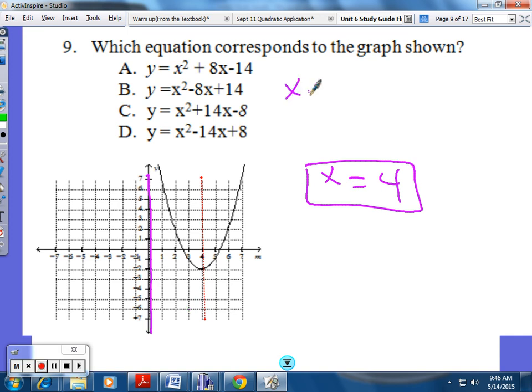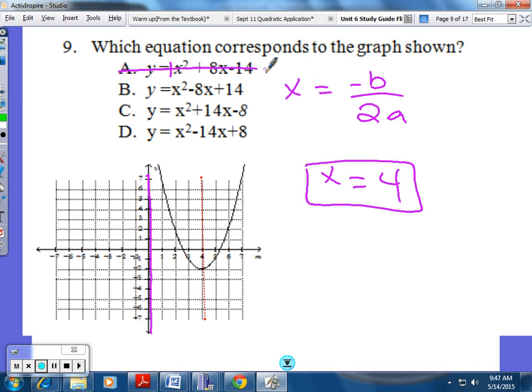Our formula is x equals negative b over 2a. Okay, so I'm going to plug in this 8 and divide it by 2 times that 1. But that's going to be negative 8 because it's the opposite of b. So that means that for a, we've got a negative 8 divided by 1 times 2, which gives us a negative 4. That's not what we needed. We needed a positive 4, so that's how we know a is not the answer.